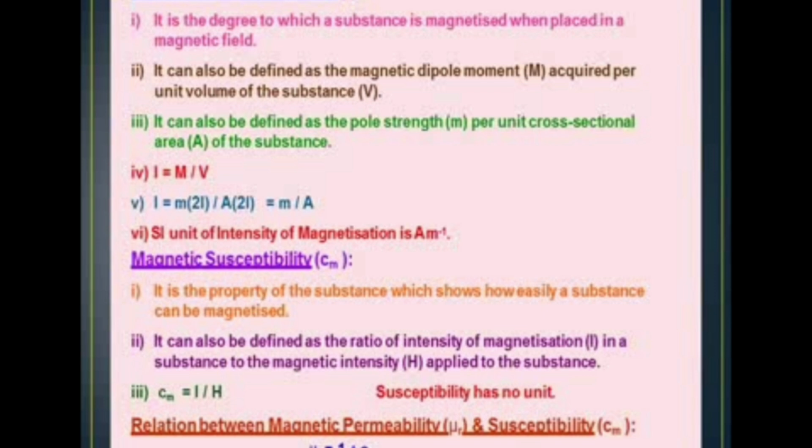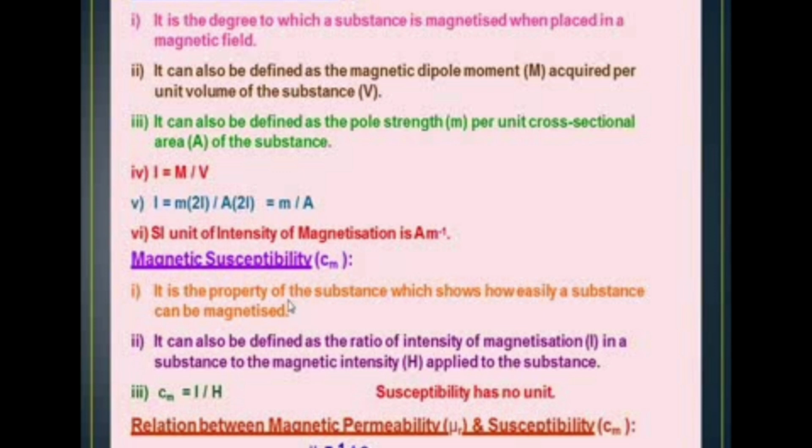It can also be defined as the magnetic dipole moment M acquired by unit volume of the substance. Or it can also be defined as the pole strength per unit cross-sectional area of the substance. So I equal to M by V, or I equal to m into 2l by volume. These are the relations between the equations. Instead of M you can write m into 2l, divided by volume, which is area into 2l. So the two values cancel each other, and I is equal to m by A. The SI unit of intensity of magnetization is ampere per meter.